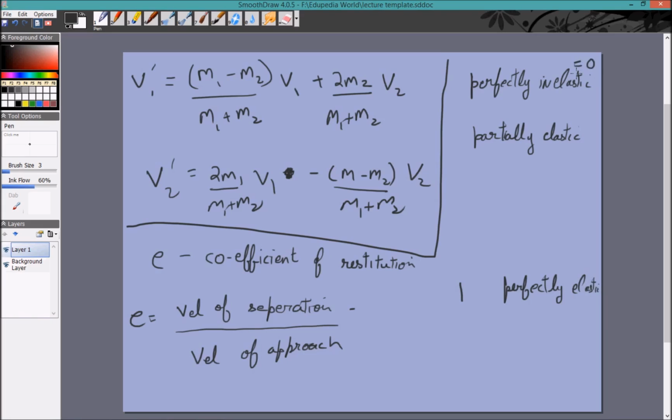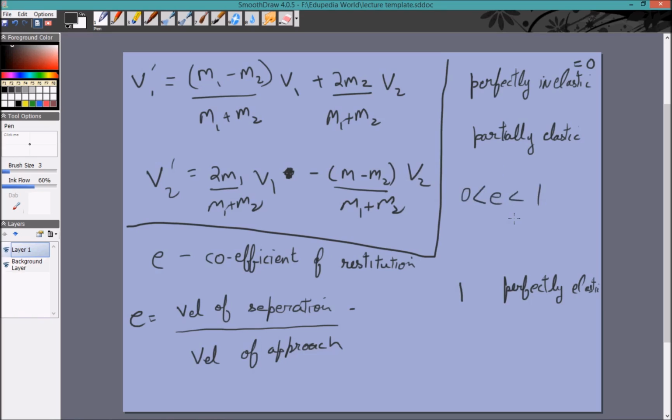For perfectly inelastic, it is 0. What happens in a perfectly inelastic body? Let's say I have one lump of clay on a table and I throw another lump of clay towards it. Both of them will join and move together with the same velocity. There will not be any deformation at all, right? So the velocity of separation will be 0 because they will not separate at all. For a partially elastic body, E lies between 0 and 1.